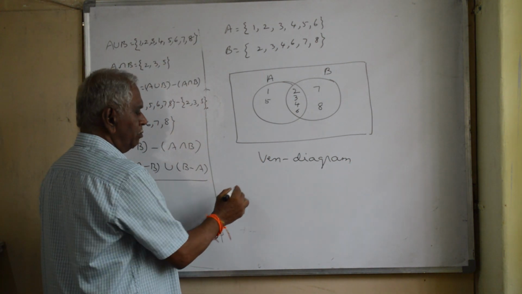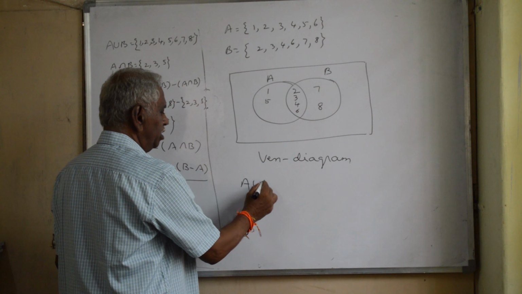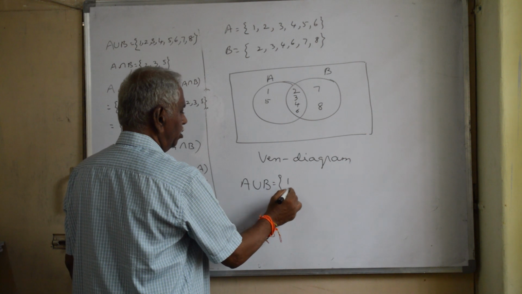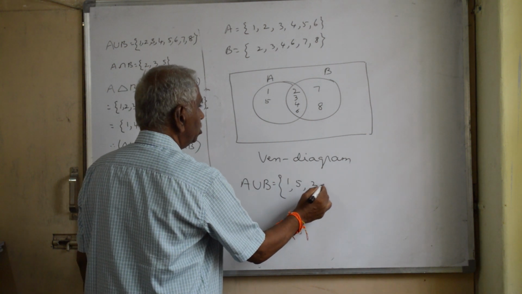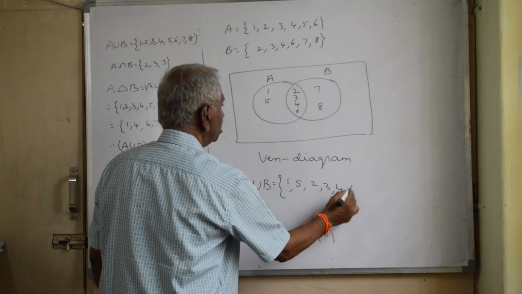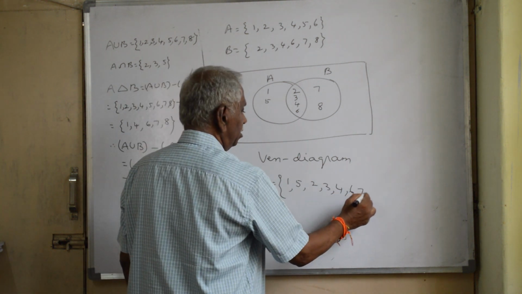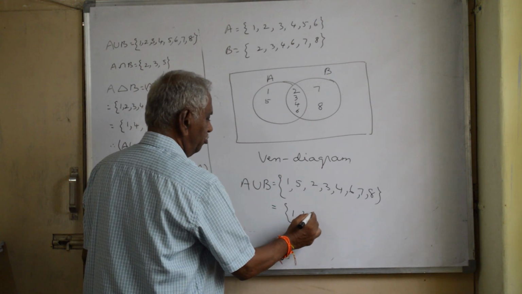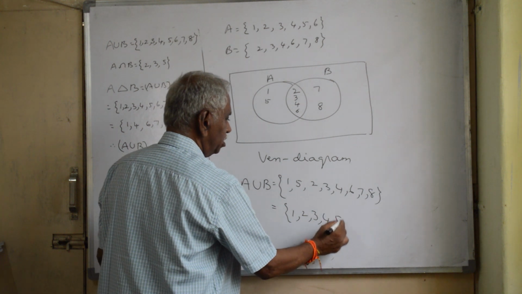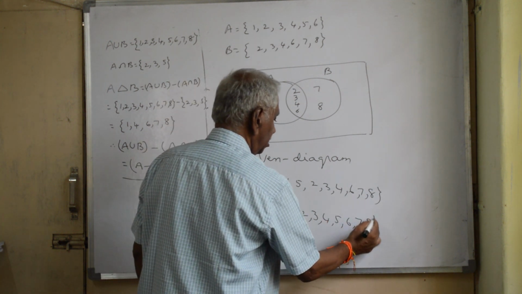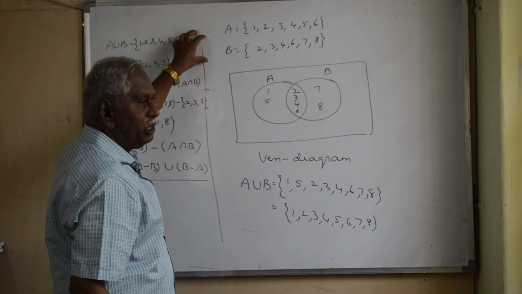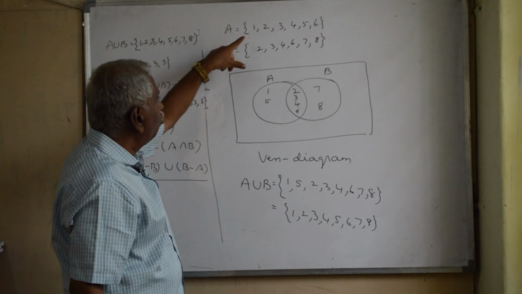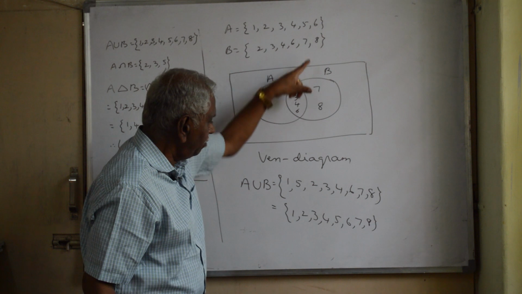By using the Venn diagram, we can write A union B. What are the elements of A union B? Here, 1, 5, 2, 3, 4, 6, 7, 8. That is, you can write them in order: 1, 2, 3, 4, 5, 6, 7, 8. This is the Venn diagram; we can write the same by using this.